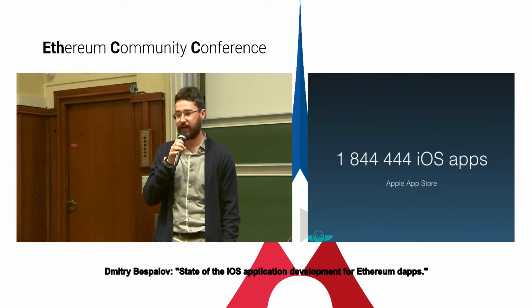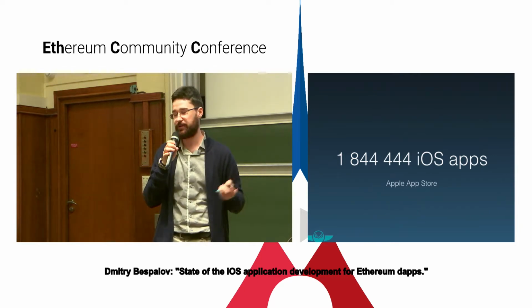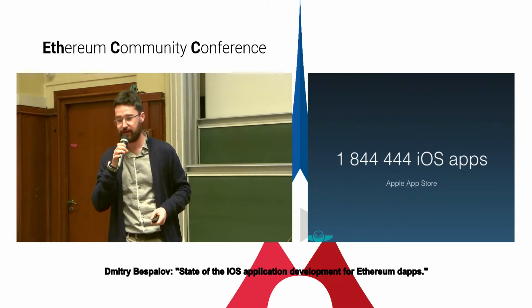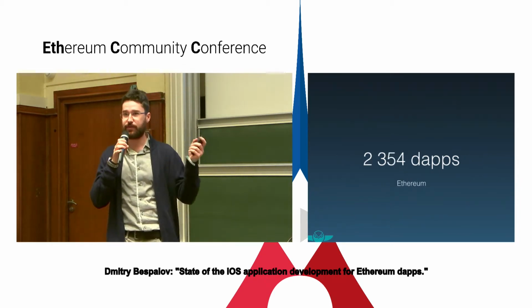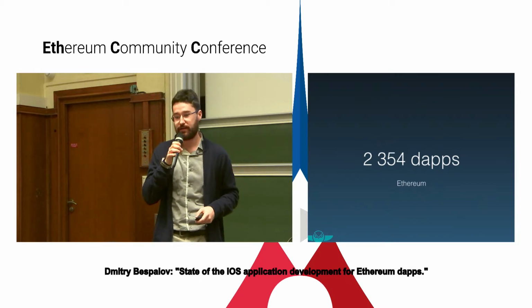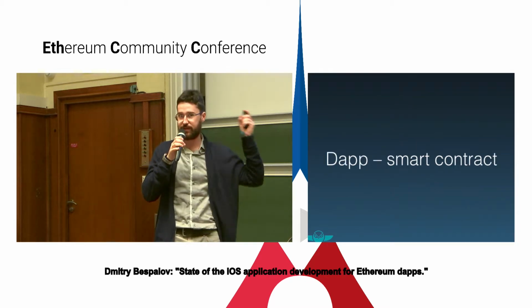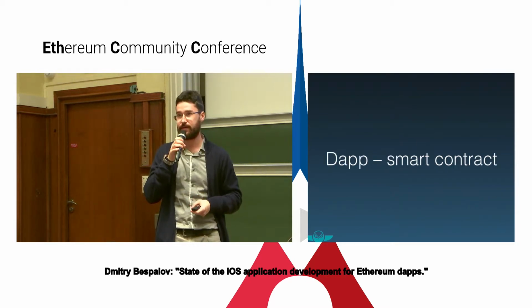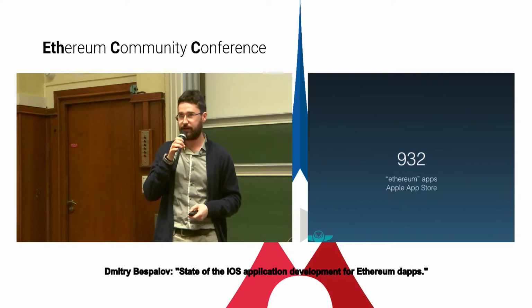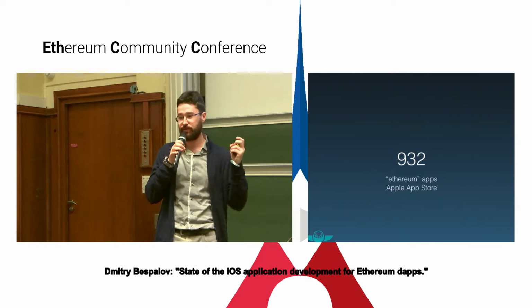If you look at the App Store, there are 1,840,000 apps on the App Store. And this is huge compared to the Ethereum dApps existing nowadays. There are 2,300 smart contracts on Ethereum. In this number, a dApp is a smart contract. And if you search for the Ethereum keyword on the App Store, you will find 932 apps. So now you can imagine.